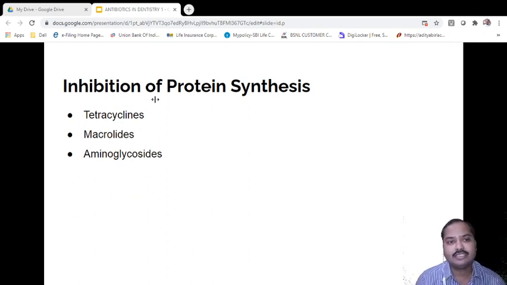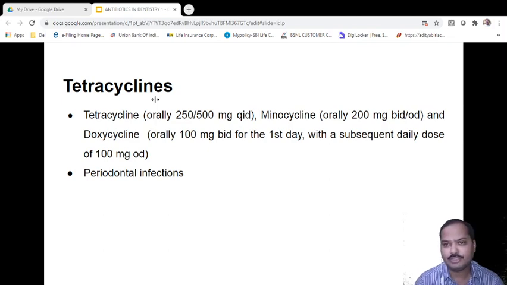Now we come to the inhibition of protein synthesis. Which antibiotics work by inhibiting the protein synthesis? The first is tetracyclines, second group is the macrolides, and the third is aminoglycosides. You must be knowing all these groups, we have studied them. We will be just briefing about these.